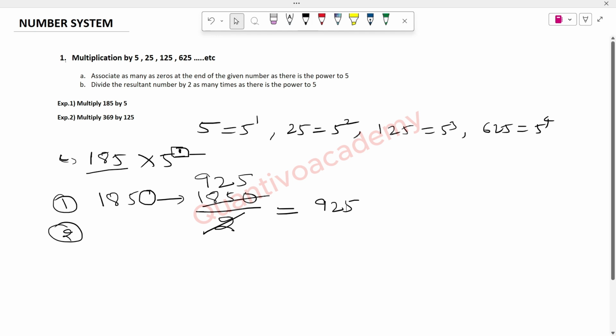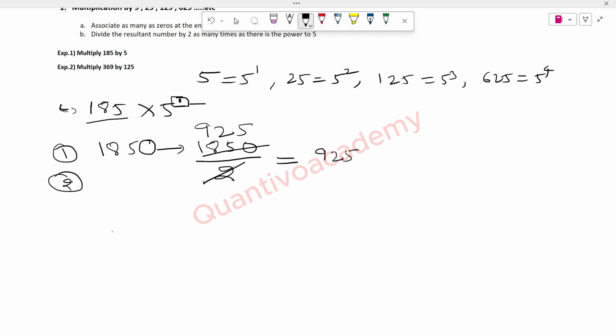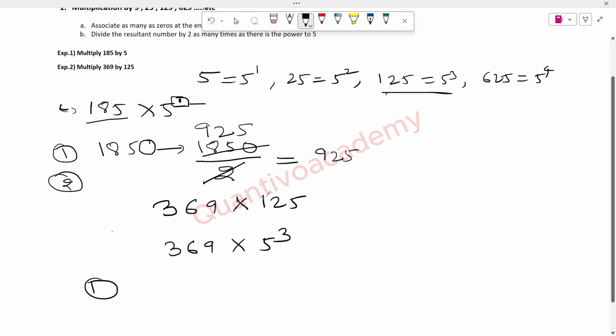Now let's take one more example: we have to multiply 369 by 125. As I already said, we can write 125 as 5 power of 3. So 369 into 5 power of 3. The very first step is to associate as many zeros at the end of the given number as there is power of 5.